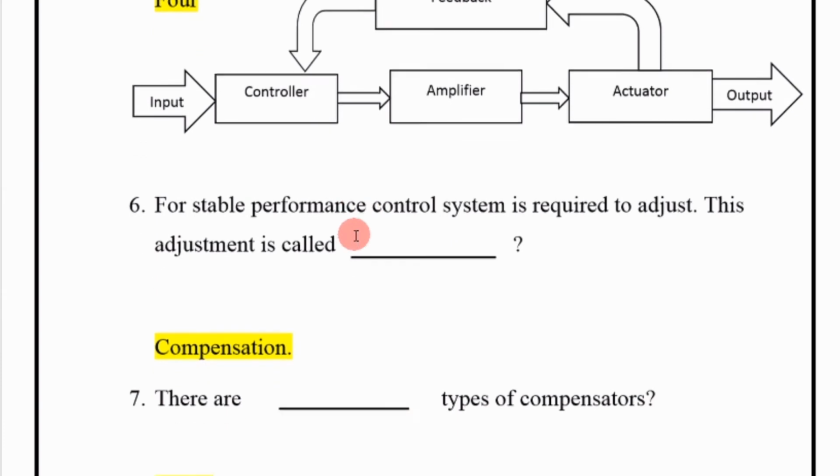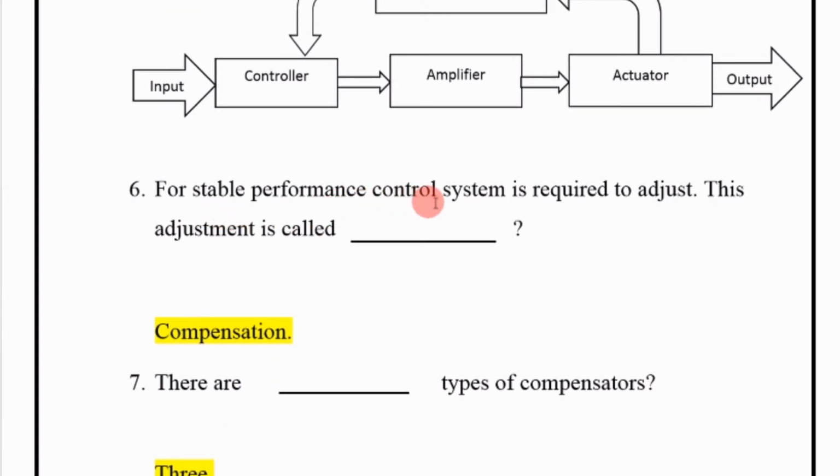Next, for stable performance, a control system is required to be adjusted. This adjustment is called compensation.